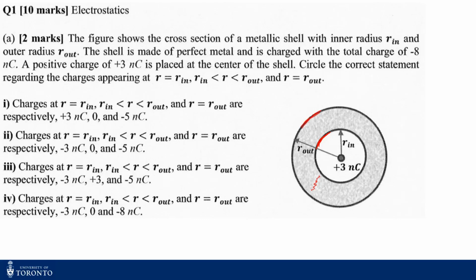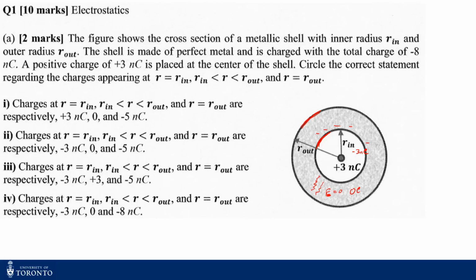And now, since plus 3 coulomb charge is placed at the center of the geometry, and since it's a metallic shell, therefore it will attract minus 3 coulomb charges on the inner surface, right? So on the inner surface, it's going to be minus 3 coulomb. Inside the shell, the electric field is 0, and there will be no net charges. So inside the charges will be 0 coulomb.